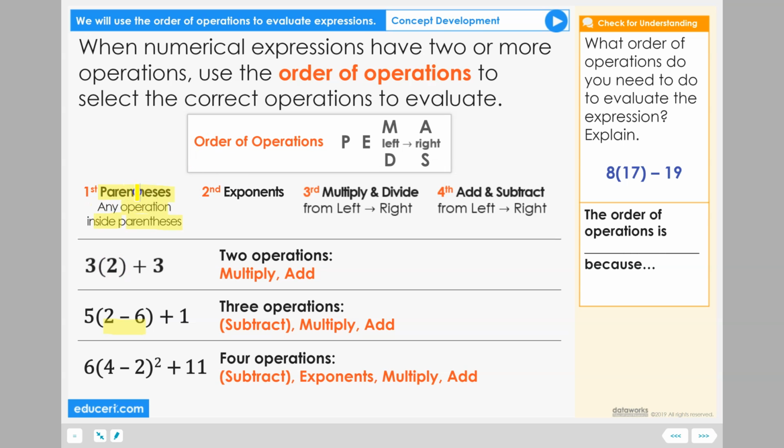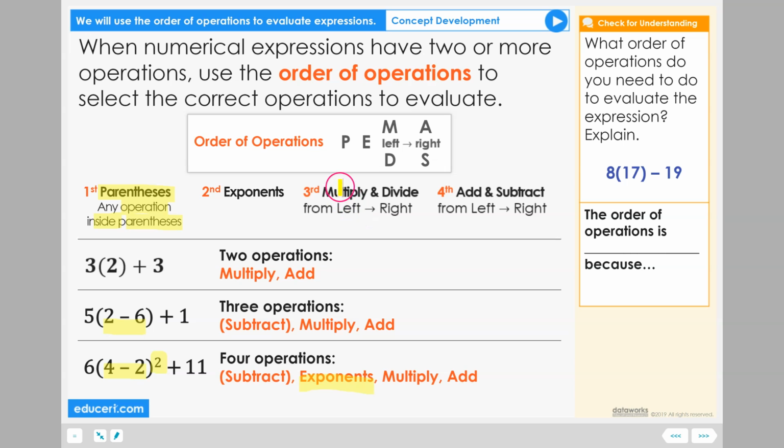After we do operations inside of parentheses, we then evaluate exponents within the expression. For example, on this third example, we would first do the subtraction of 4 minus 2, which equals 2, and then do 2 to the second power, because after the operation inside of the parentheses, we would then compute the exponents. Third, we move on to multiplying and dividing, and we will do whichever comes first from left to right.